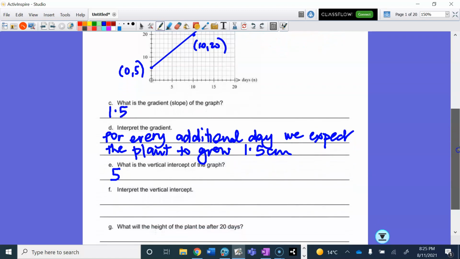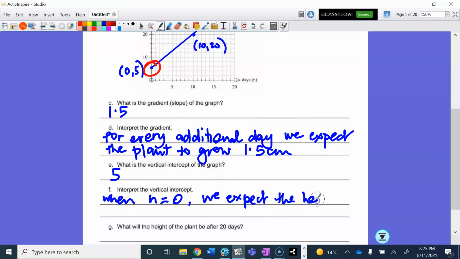When we're interpreting the vertical intercept, what we're doing is saying, what does this point here mean? So we know two things about it. We know when n is 0, height is 5. So n equals 0 means basically day 0, no time has gone past, no time has elapsed. So we're saying when number of days is 0, we expect the height of the plant to be 5 centimetres.